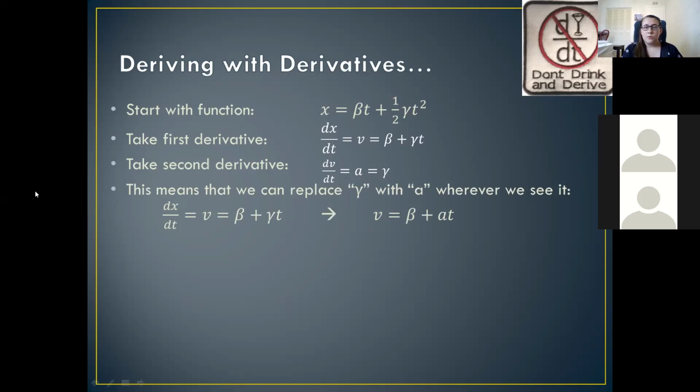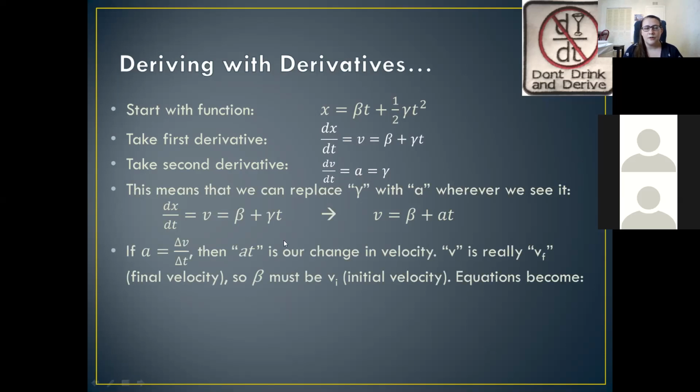So if we think about this, if we know that acceleration is the change in velocity over the change in time, then that at in that equation is our change in velocity. Right, we can take that a equals delta v over delta t, kind of rearrange that to get a times t, so that v that we see in that equation, v equals beta plus at, that v is really the final velocity, and beta is our initial velocity.